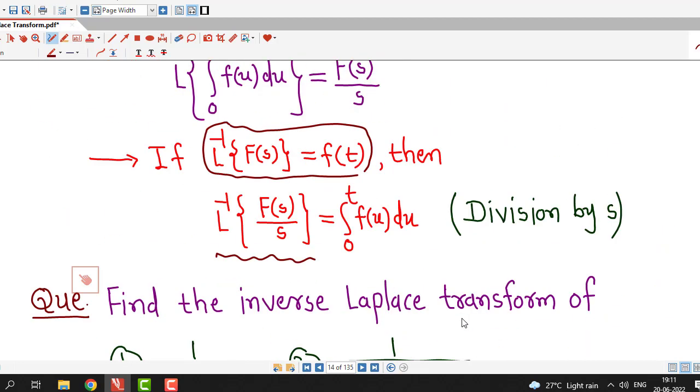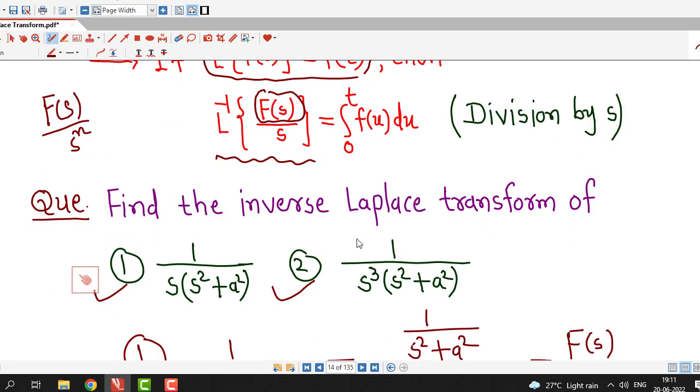So you can now understand this formula. Whenever we have s in the division of some function, say F of s, or whenever we have this type of function F of s divided by s, or s raised to some positive power, then we can use this formula. We have to find out inverse Laplace transform of capital F of s, and we have to integrate that inverse Laplace transform with respect to u from 0 to t.